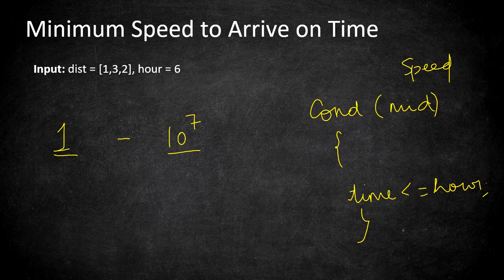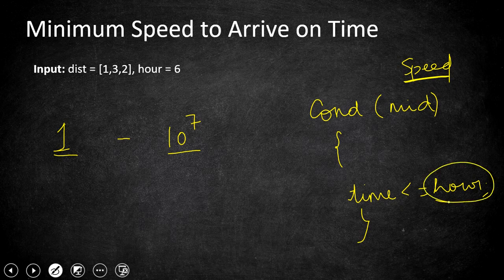So this condition function is going to check, by using the passed speed, that is our mid value, whether we can reach our office within the maximum hour. If we can reach, it is going to return true. If not, it is going to return false. And based on this value we are going to set our limit to left to mid or mid to right + 1.